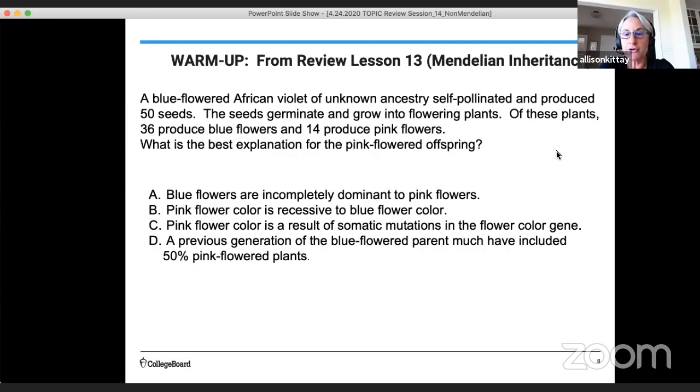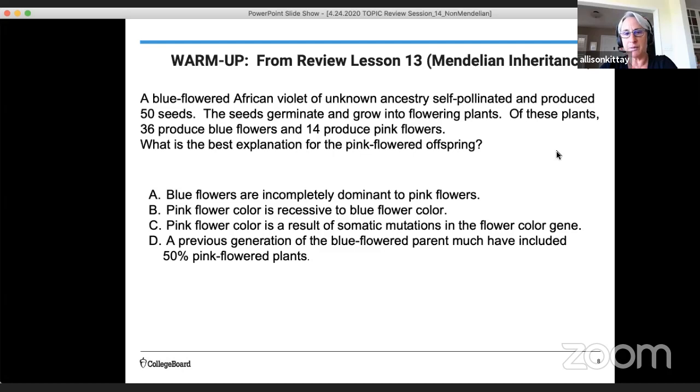So your choices for this are: blue flowers are incompletely dominant to pink flowers, and we're going to talk about incomplete dominance today. Pink flower color is recessive to blue flower color. Pink flower color is the result of somatic mutations in the flower color gene. And a previous generation of blue-flowered parent, I should say, must have included 50% pink flowers. Okay, so think about what the ratio of 36 to 14 is in Mendelian speak.